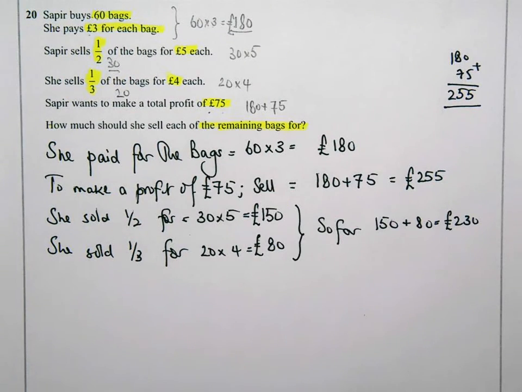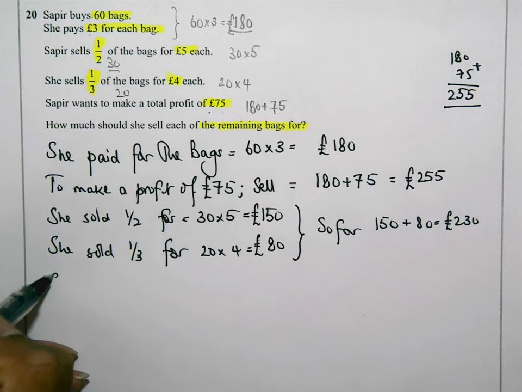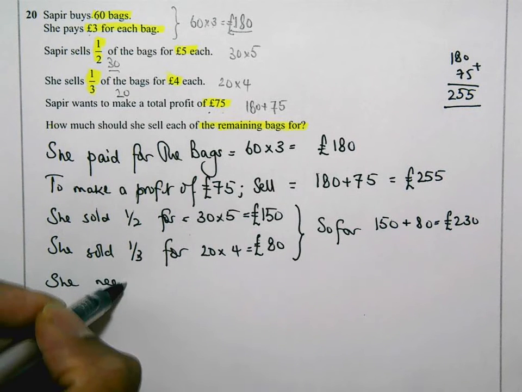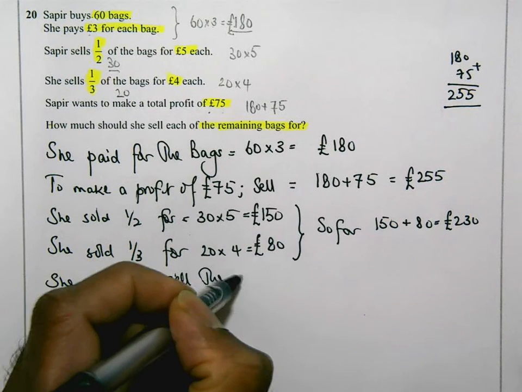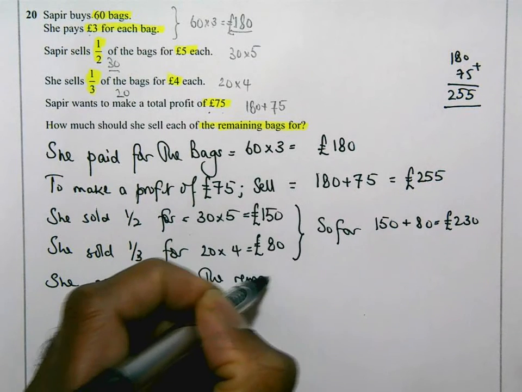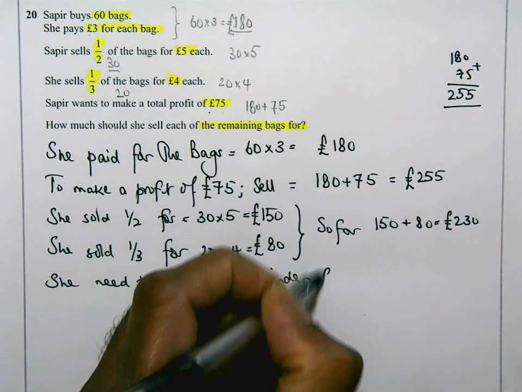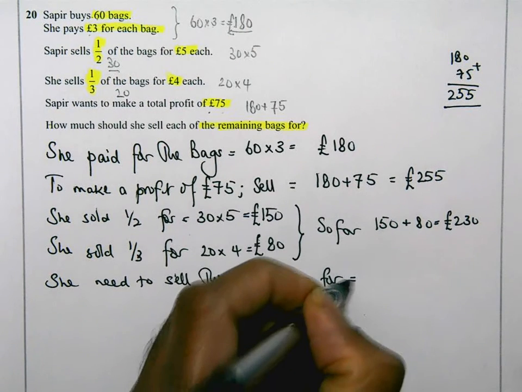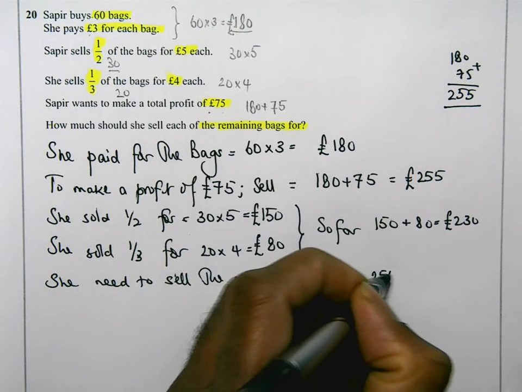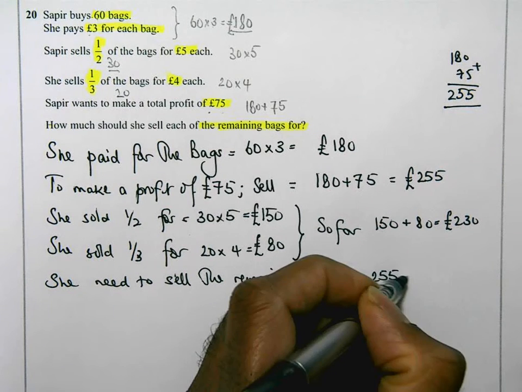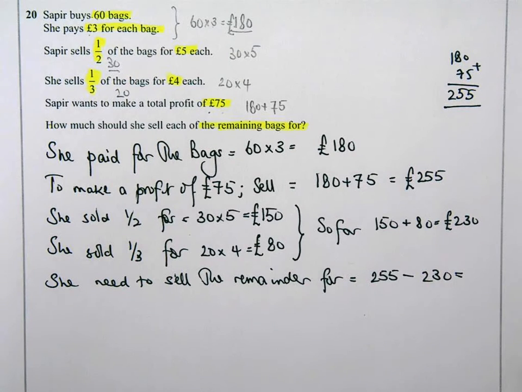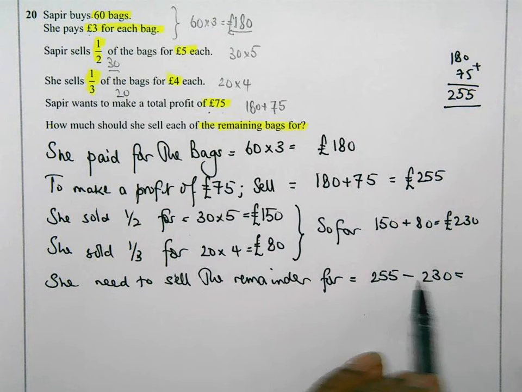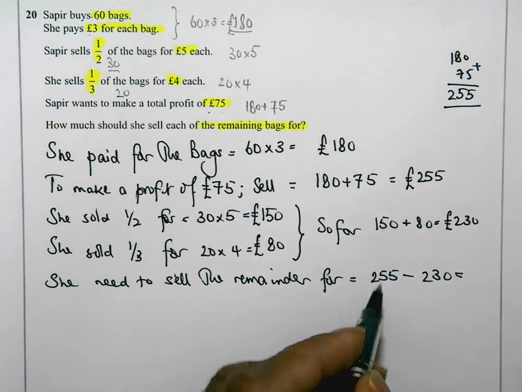So she needs to sell the remainder, the bags left behind. She wants to make £255 in total, and she's made £230 so far, so she needs to sell the remainder for £25.